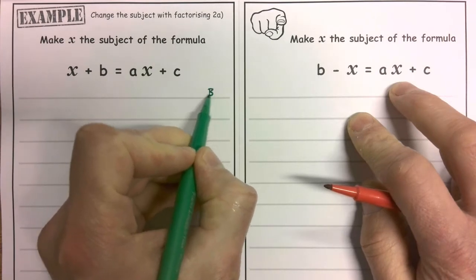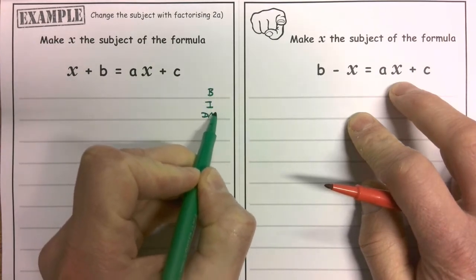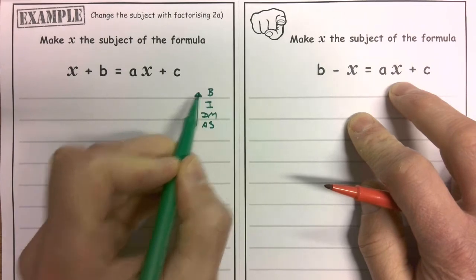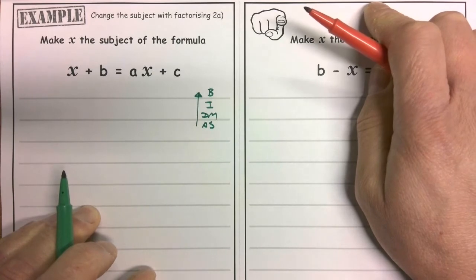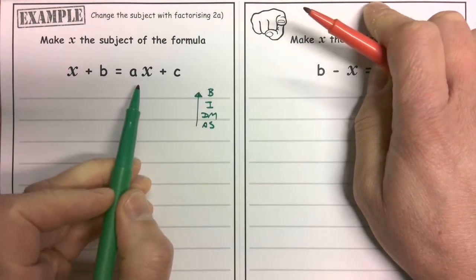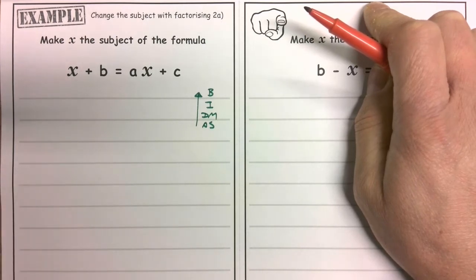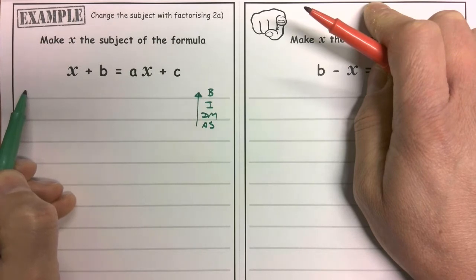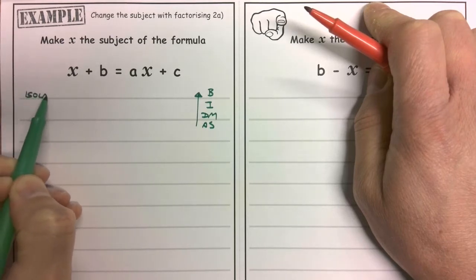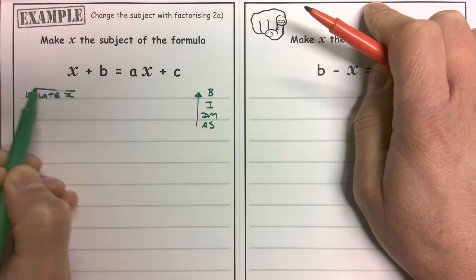We're doing all our BIDMAS rules backwards, and we're using inverse operations. It's a bit like when we're solving equations with x both sides. We're trying to get rid of the smallest x, but I don't know which is the smallest x in this case, so it's not too much of a problem. The trick is going to be to get the terms with x on the same side of the equation and the terms that don't have x in them on the other side, and that's called isolating x.